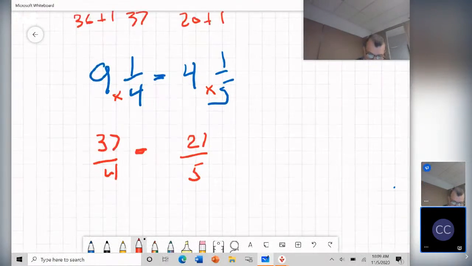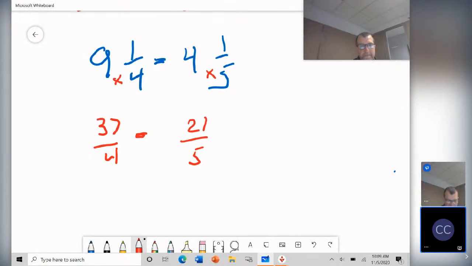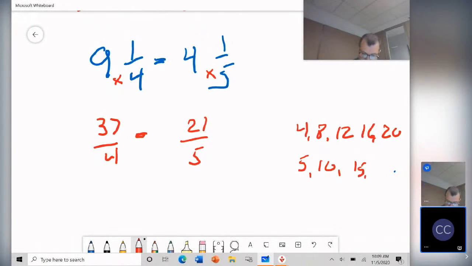Okay, so for this one, now we need a common denominator. We had to find the common denominator for 4 and 5. So if we did 4, 8, 12, 16, 20, then for the 5, we did 5, 10, 15, and 20. We're going to realize, there we go, 20 is going to be the least common multiple. So we're going to put both these over 20.